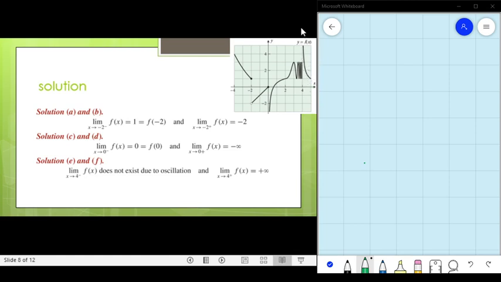It extends upward, so it does not approach a certain constant. That's why y is approaching positive infinity. So from the left, does not exist, and from the right is positive infinity. Therefore, we can conclude that the limit of f of x as x approaches 4 does not exist. Okay, so these are the different situations wherein the answers for the limit of a certain function differ.